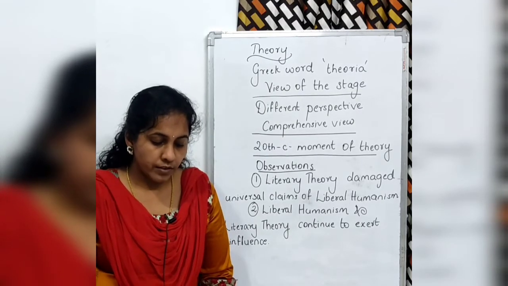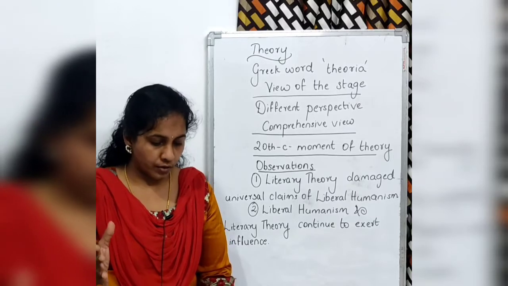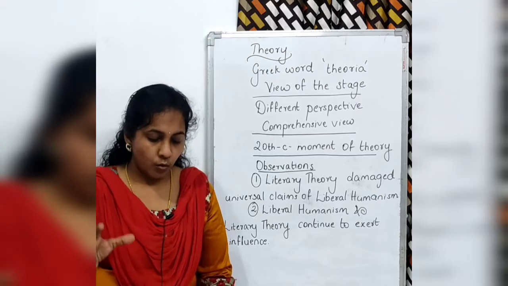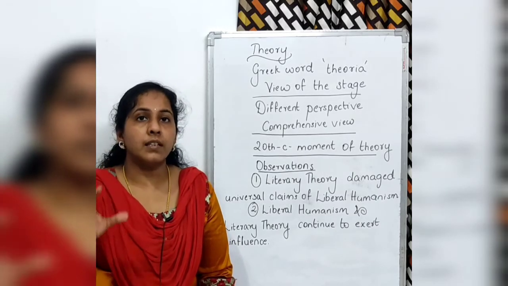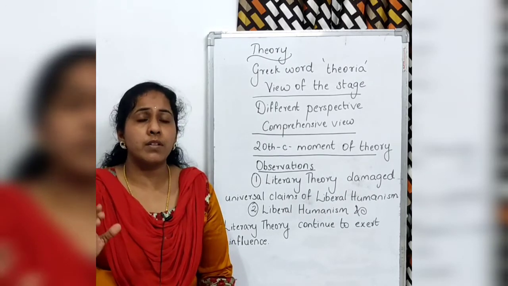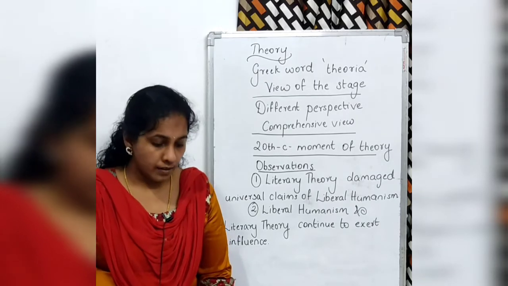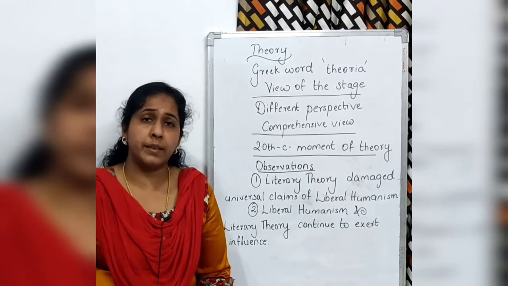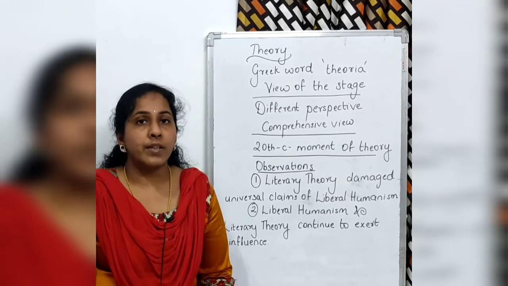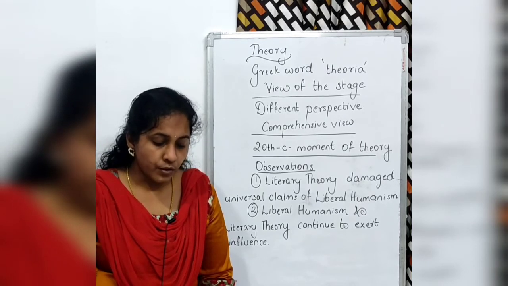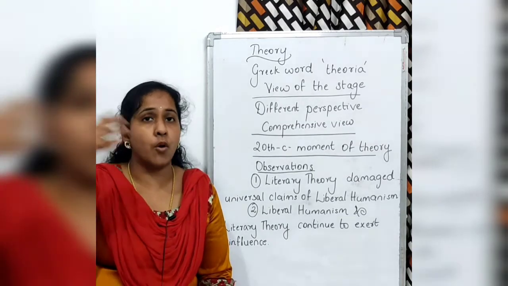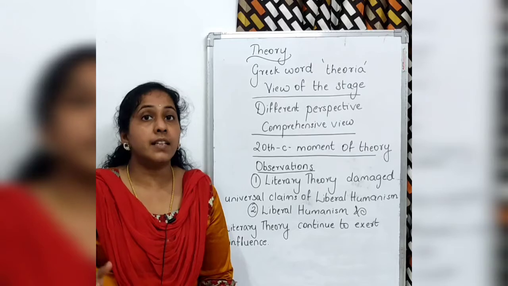Now, these schools of literary theory were prevalent in the last century, that is the 20th century, which means that it was in the last century that the moment of theory was prevalent. It began or was at its peak in the last century, that is the 20th century. It was widespread. It continues to hold sway in academic circles, dominating the literary and academic circles even now.